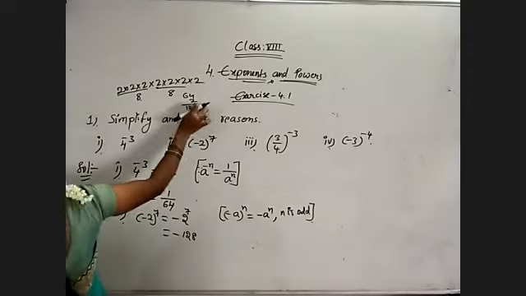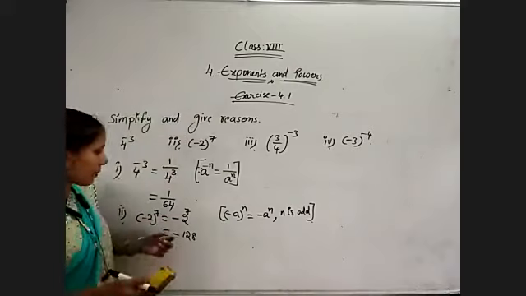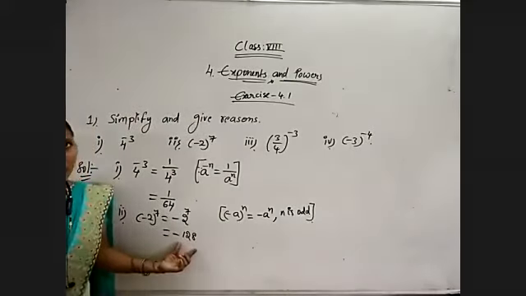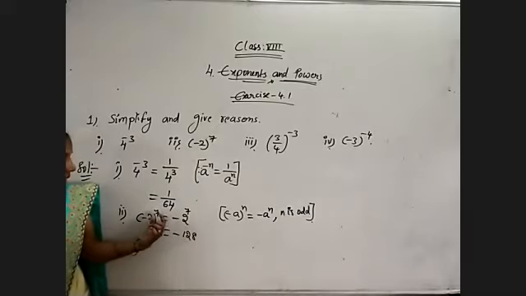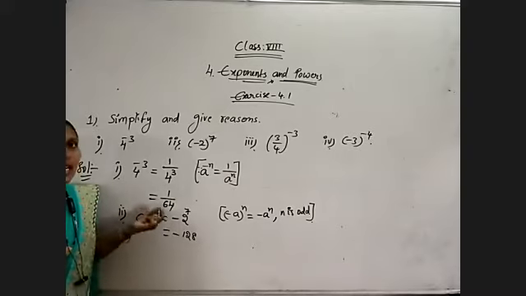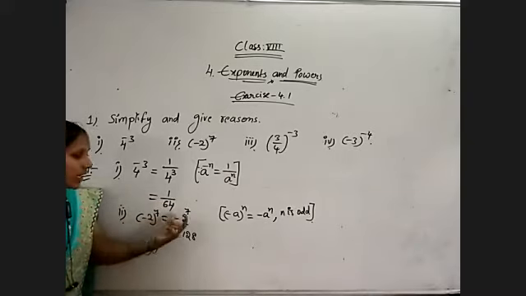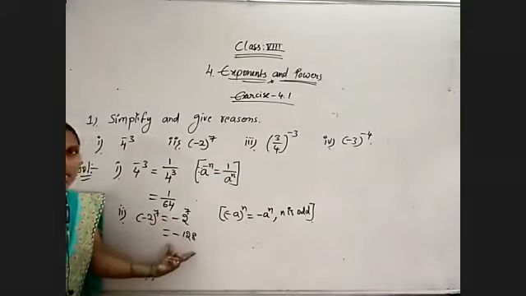This one you can do, otherwise no need, no problem. If you are not expanding also, nothing will happen. But which law are we using here? When a negative base is there, depending on its exponent, we will get the answer. If the exponent is an odd number, we will get the negative result. If the exponent is an even number, we will get the positive result.